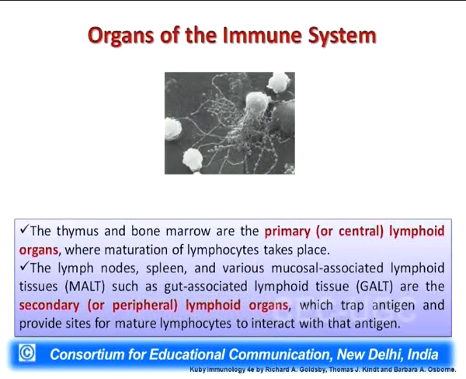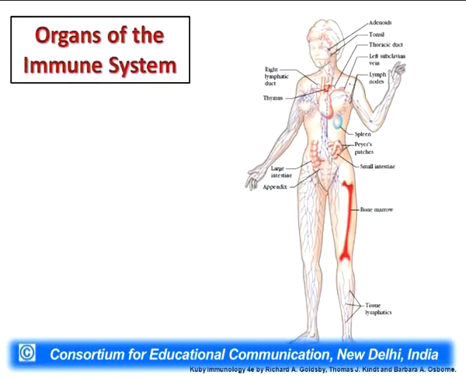Now, the organs of the immune system have been broadly divided into two major categories. The first one is called the primary lymphoid organs, and the second one is called the secondary lymphoid organs. The primary lymphoid organs are the organs where the development and the maturation of these lymphocytes takes place, while the secondary lymphoid organs are the sites where the trapping of these antigens or pathogens takes place, and they provide the site for the mature lymphocytes to interact with these pathogens.